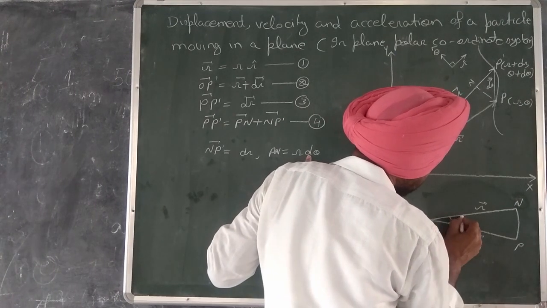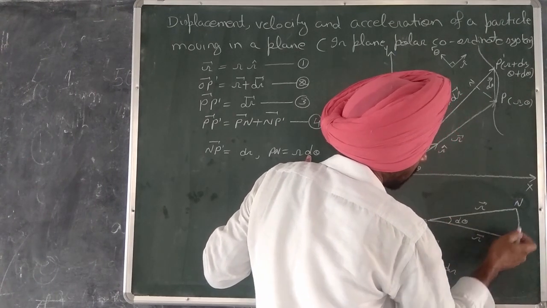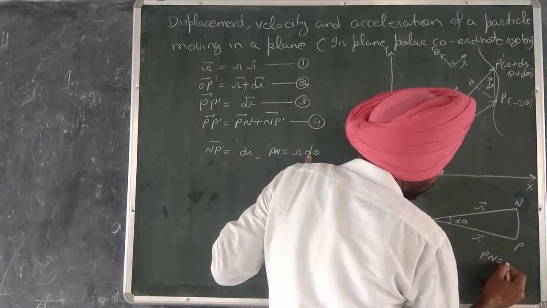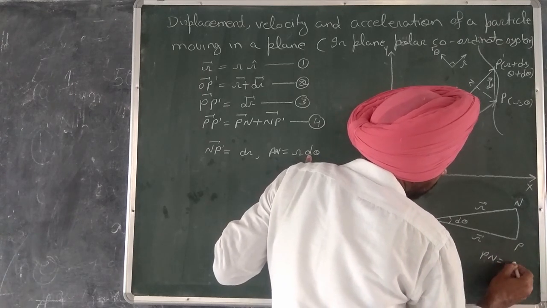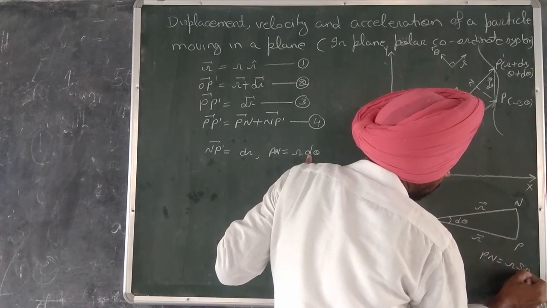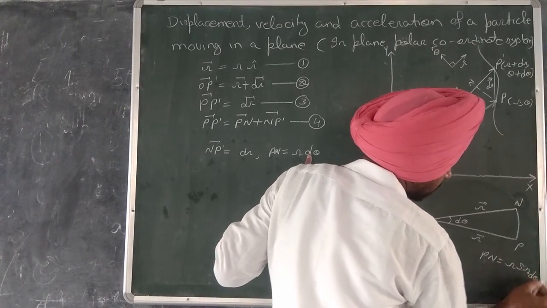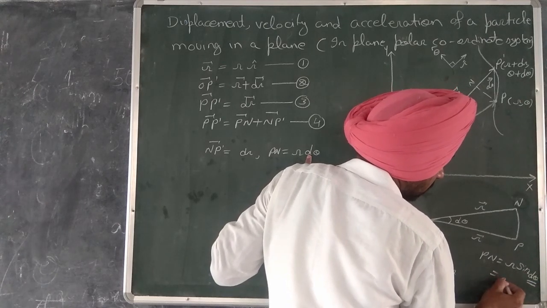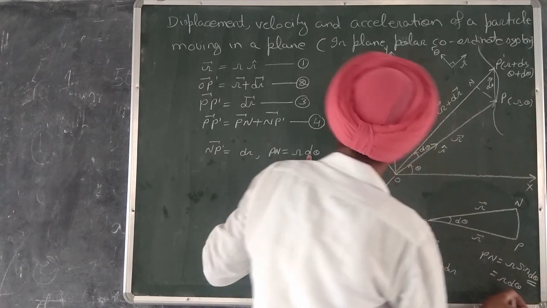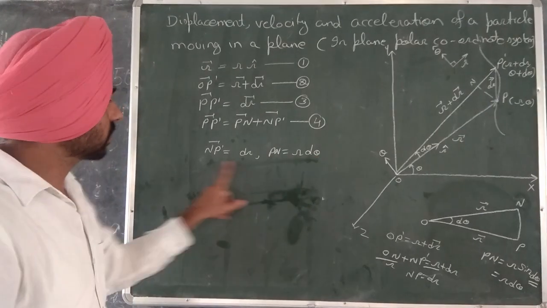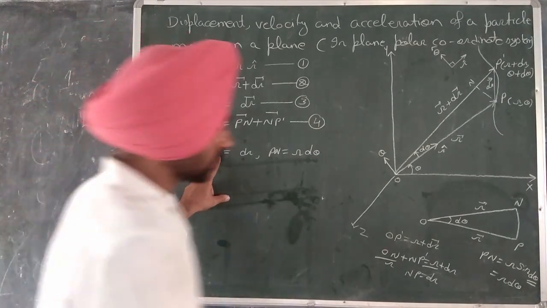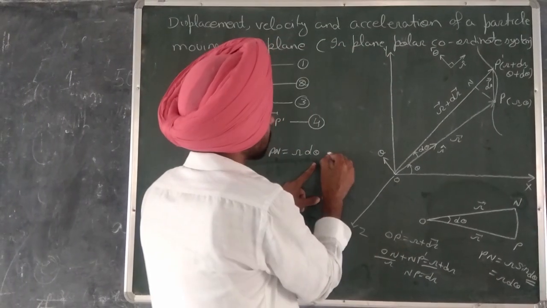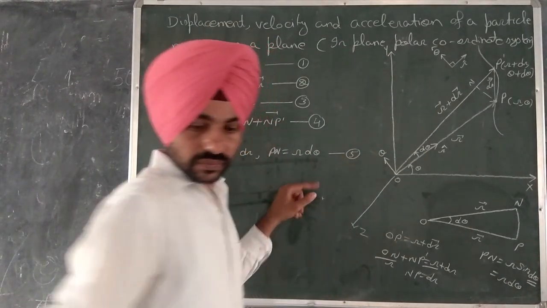Now this angle is d theta, this is a small circular arc. We know PN in the case of a small circular arc is r into sine of the angle d theta. Since d theta is very small, sine d theta is d theta, so PN equals r d theta. So that's why we write NP prime equal to dr and PN equal to r d theta. So that will be equation number 5.